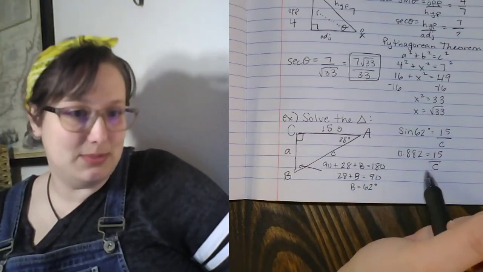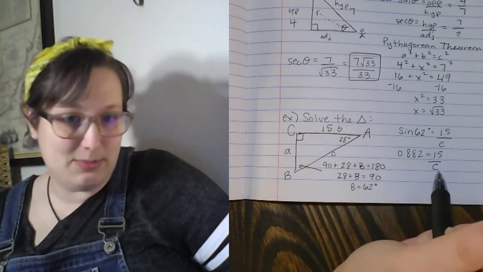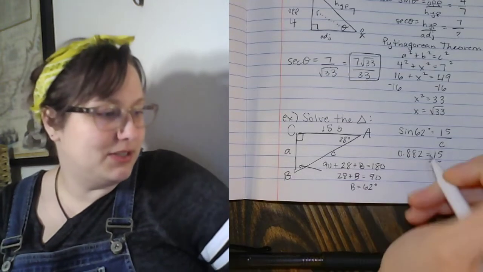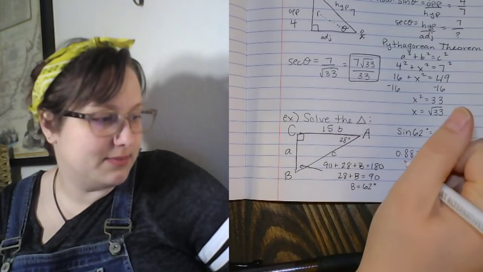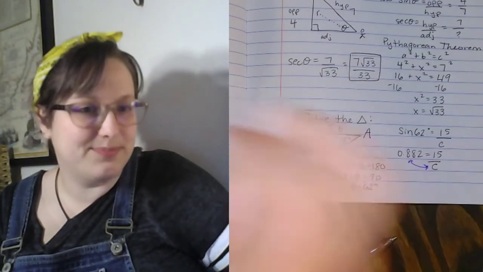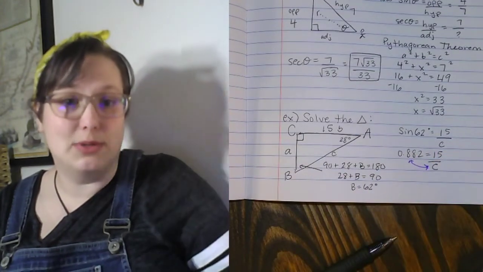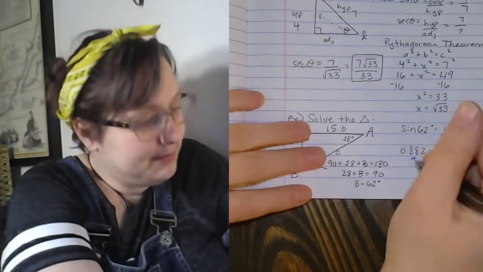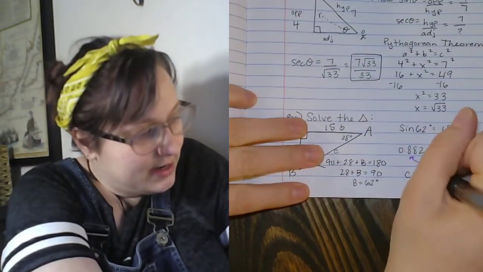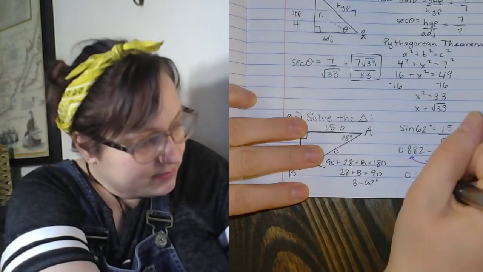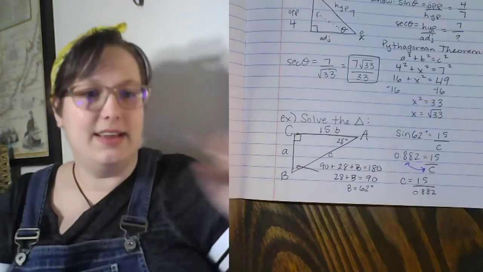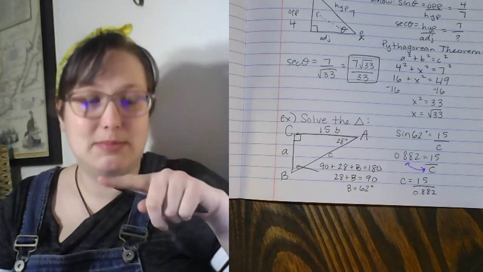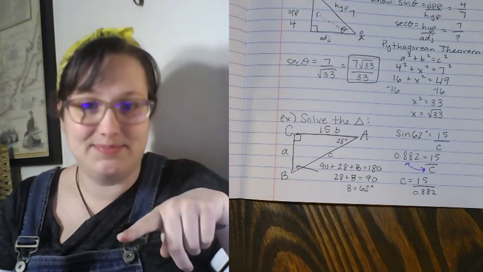I'm going to multiply both sides by C and divide both sides by 0.882. But in reality, what I'm going to do is just switch these two things. That's my math teacher secret. You can do that, because all you're doing is multiplying by C and then dividing by 0.882. So C ends up on this side, and the 0.882 ends up over here. Now, if this whole fraction was flipped upside down, I would be multiplying by 15 instead.